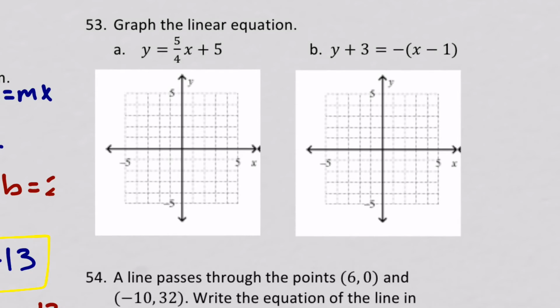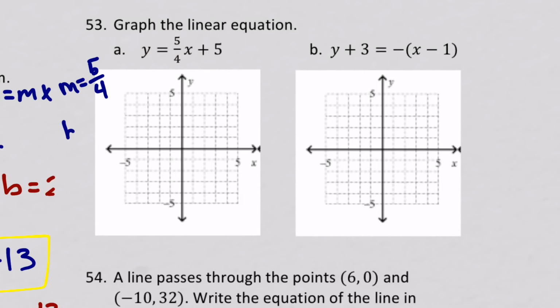Here we go. Number 53. Graph the linear equation y equals 5 over 4 x plus 5. So first, identify which form they gave you the equation in. This is slope-intercept form, right? y equals mx plus b. So if they give you slope-intercept form, what you need to look for is, what's the slope? Let's write it right here, 5 over 4.